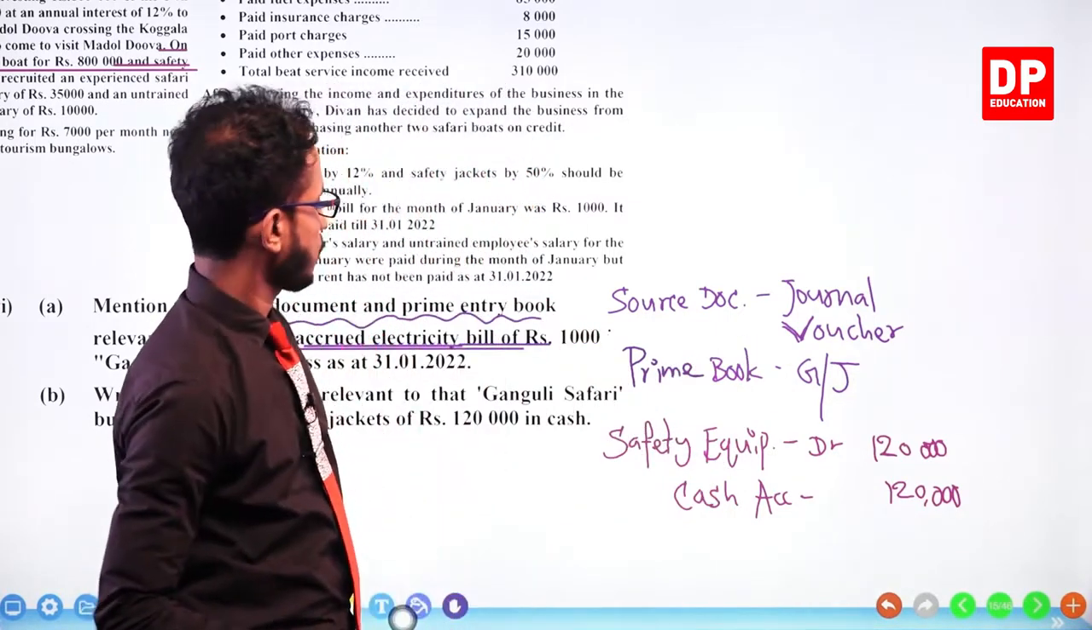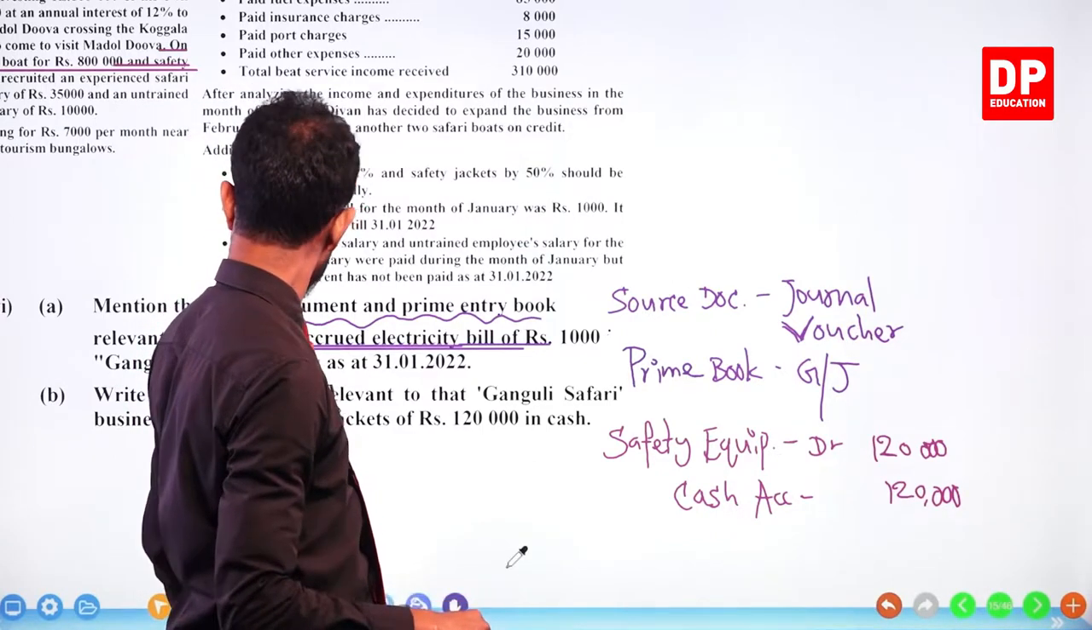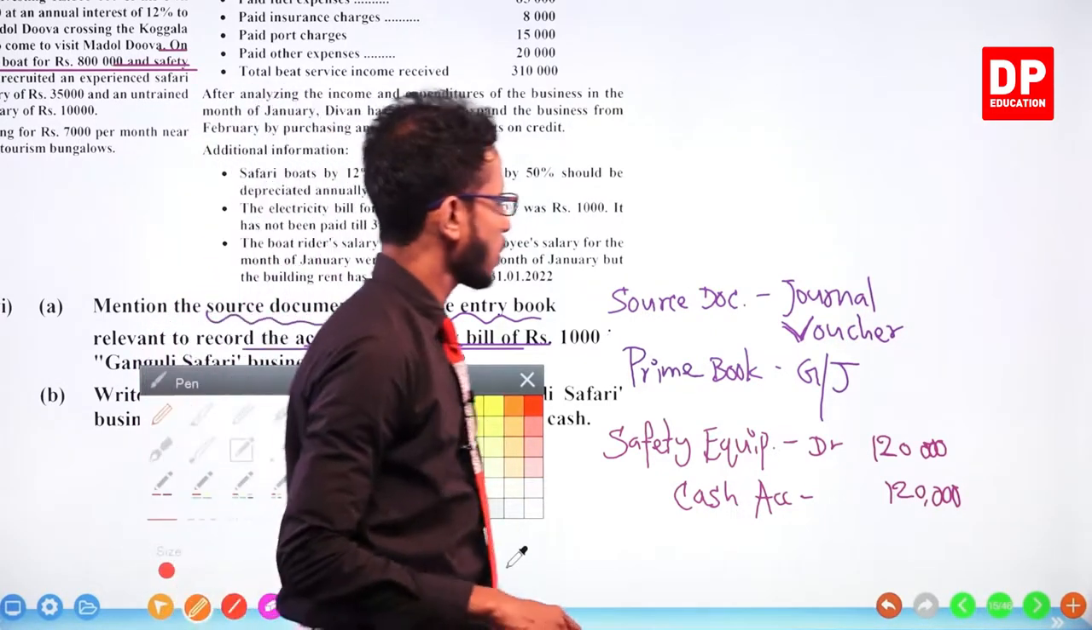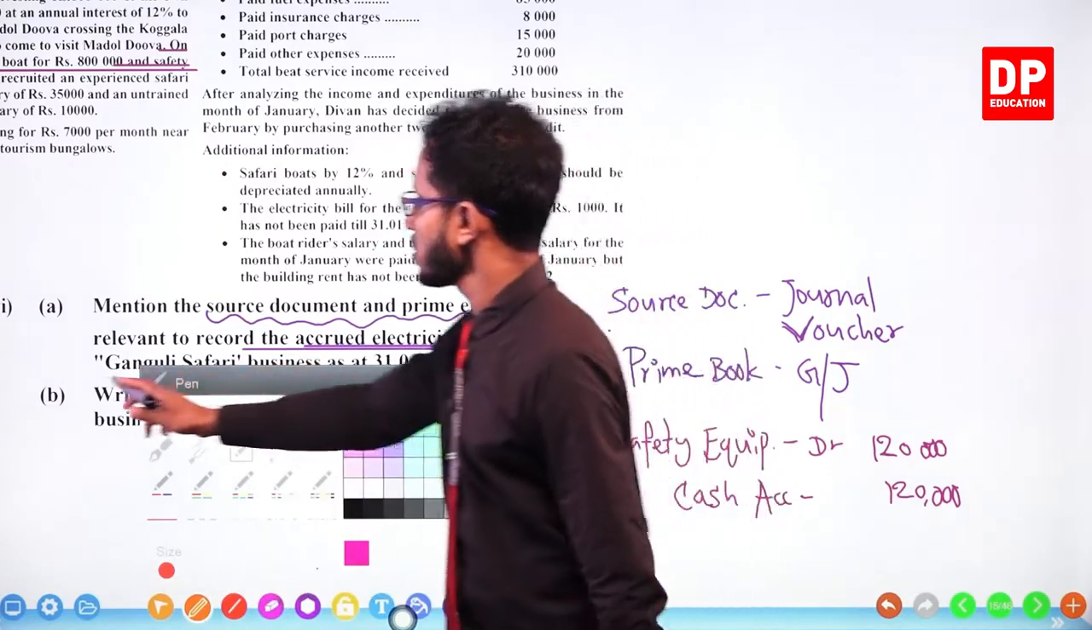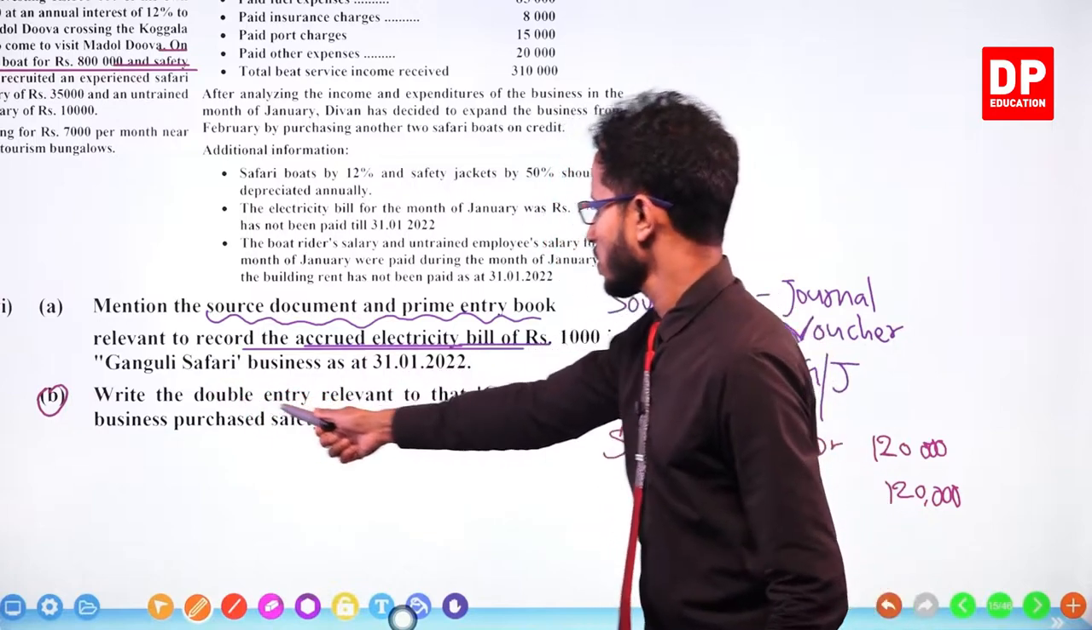Prime book. Right, so that is it. Sixth question done. This is the sixth double entry.